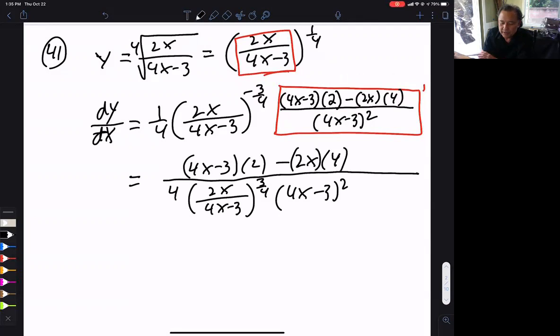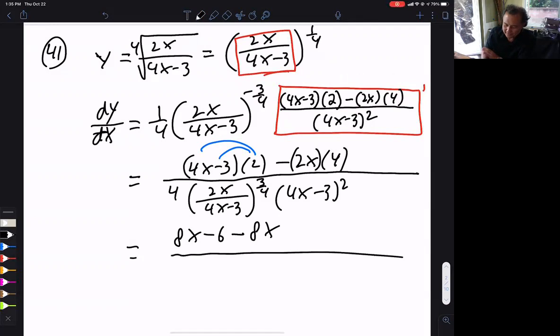So we need to simplify the top. I'm going to end up distributing the 2, and it'll get us this: 8x minus 6 minus 8x. Ooh, I like that. That's nice. And the bottom is all there still.